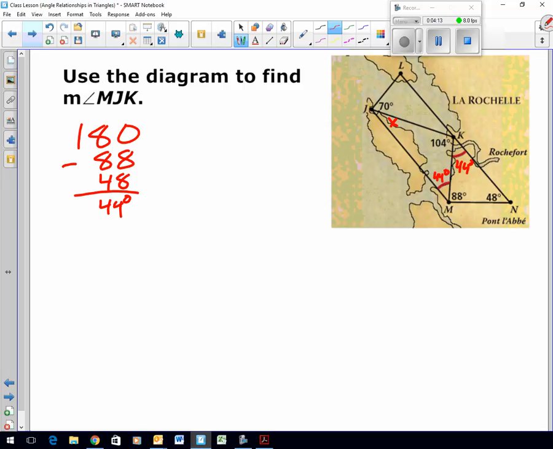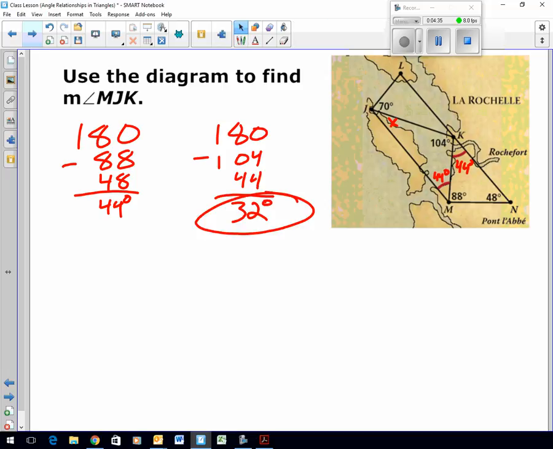Guys, I got 3 measures of a triangle. I need to find the missing angle. How am I going to find it? 180 minus 104 and 44. Y'all see this? 104 and 44, I believe it's 32, correct? Yes. So the measure of MJK is 32. Do you see how just that one theorem is very helpful, right? Everybody with me on that?